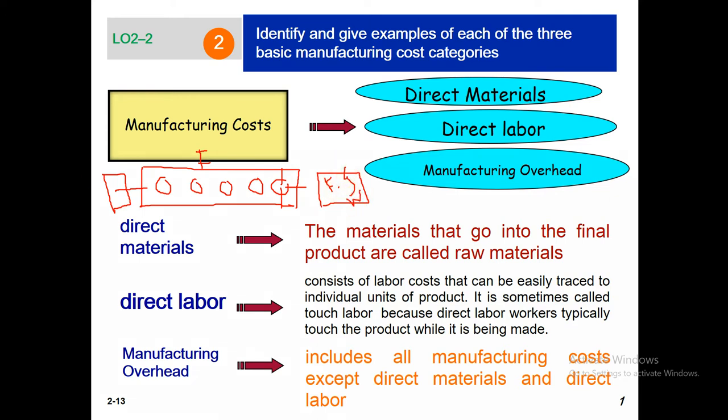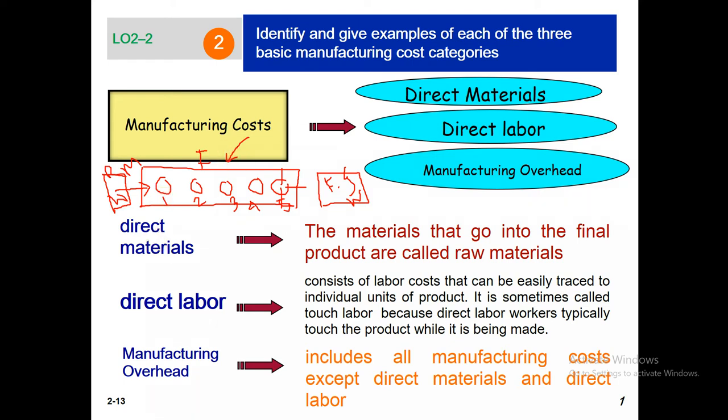Please look here. This is the raw materials warehouse sending raw materials to the factory, and these are the various machines: machine 1, machine 2, machine 3, machine 4, machine 5. We are using these machines to get the final product. So direct material, direct labor and manufacturing overhead, collectively we call it the manufacturing cost.